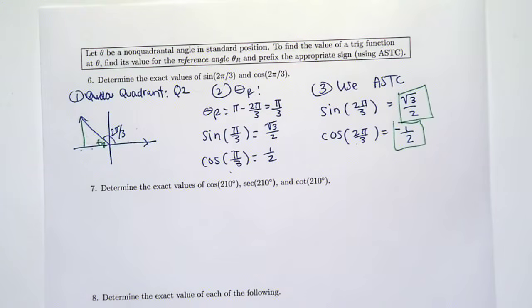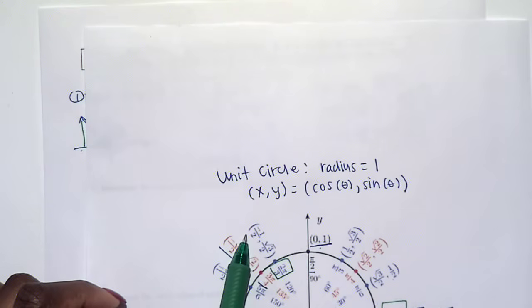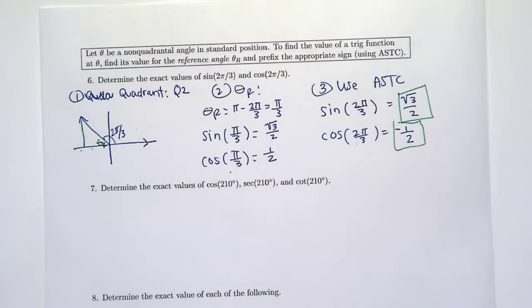All right, so this seems like a lot of work. That's why we have unit circles. Let's check our answer using the unit circle. Did we get the right thing? Well, here's 2 pi over 3. Cosine is negative 1/2. Sine is root 3 over 2. So using reference angles is an alternate method to the unit circle.